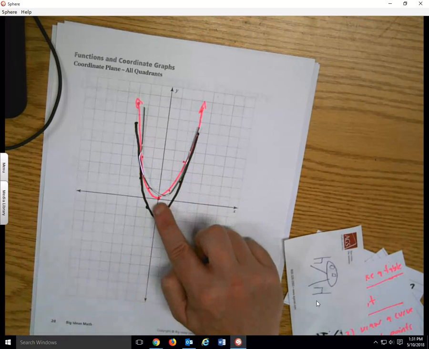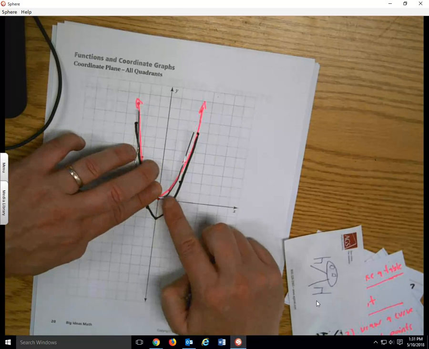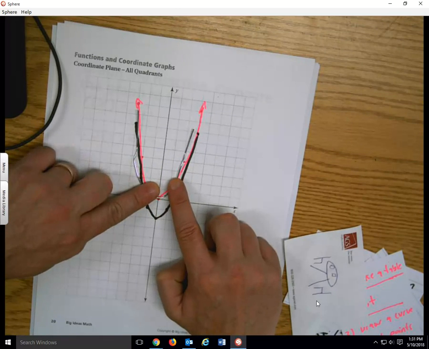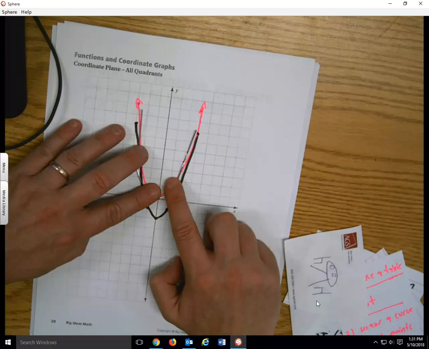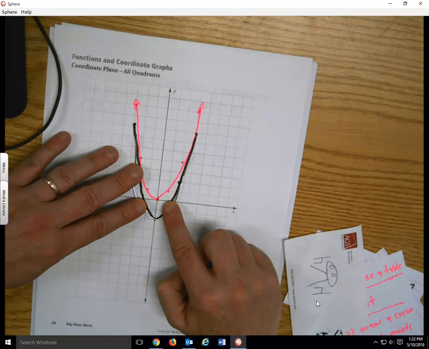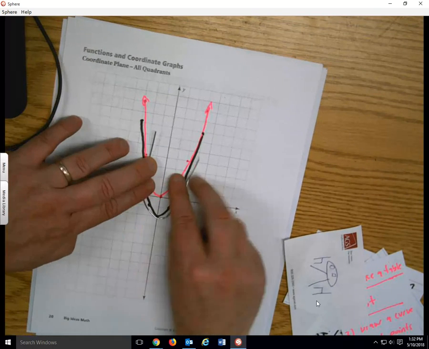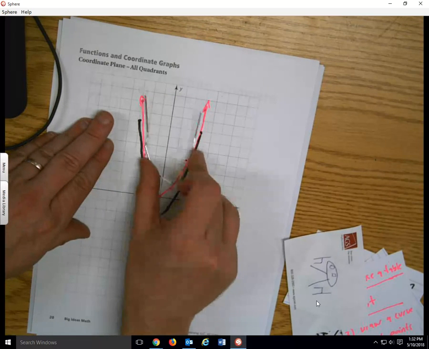If you keep your eye on the origin here, see that? I just move it down. See how it's on top of the pink? And you just go down 1, 2, and it's on top of the black. In other words, it didn't really stretch, or it didn't really shrink. All you did was move it down 2.